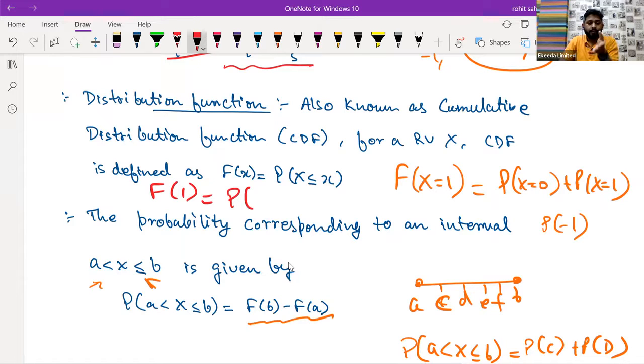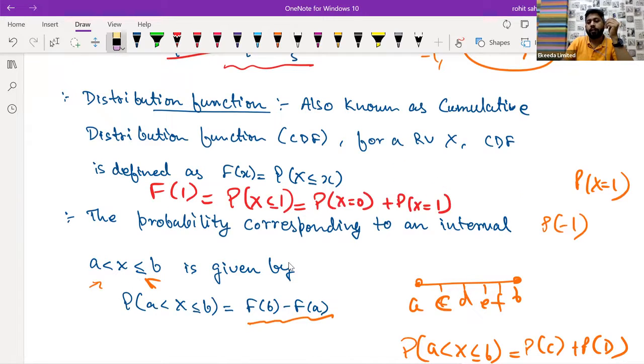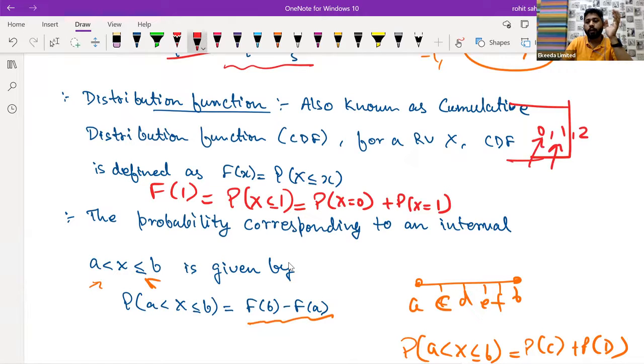That means the sum of the probabilities. Like if I'm saying x less than or equal to 1, that means it can be x equal to 0 also. It can be probability of x equal to 1 also. The reason is we don't have any negative values or any values other than 0, 1, and 2. So up to 1, it has to be 0 or 1. It cannot be 2. So you'll have to just add all the probabilities up to that value. This is how it works, right?